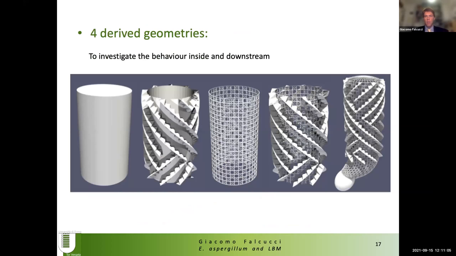So we created four partial or derived geometries with periodic boundary conditions on top and bottom. And we started from a plain cylinder that was our basic test case in order to validate our code, our simulations, what was happening at the different flow regimes, and so on and so forth. And we derived different geometries. This is the final one from the actual Euplectella aspergillum. Then we had a cylinder with the same helical ridges as the actual Euplectella aspergillum.